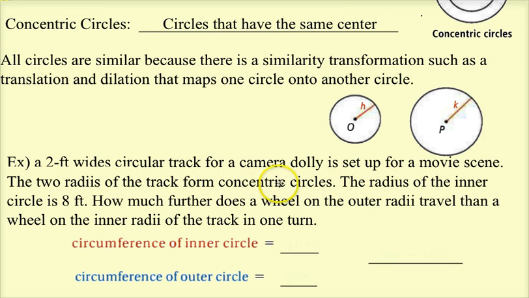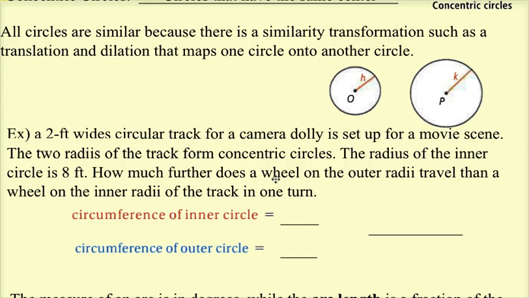So you have this inner, these are concentric circles. This inner circle has a radius of 8, okay, and then the circular track for the camera dolly is 2 feet more than that. So the circumference of the inner circle is going to be 16 pi, because the circumference of a circle is 2 pi r, and the radius is 8, so that's 16 pi. The circumference of the outer circle is going to be 20 pi, because remember I have the 2-foot wide circular track, so if the radius of the inner circle is 8, then the radius of the outer circle is 10, and circumference is 2 pi r.